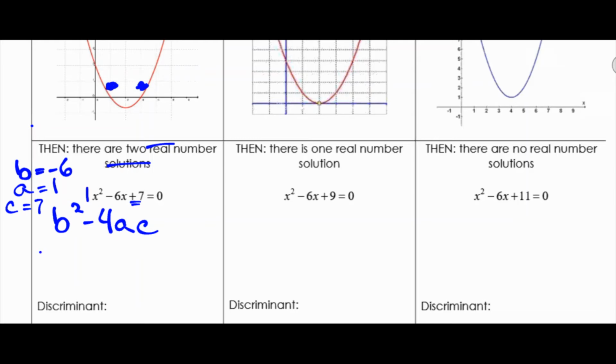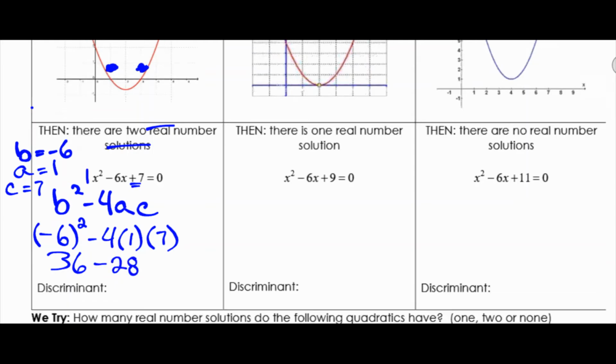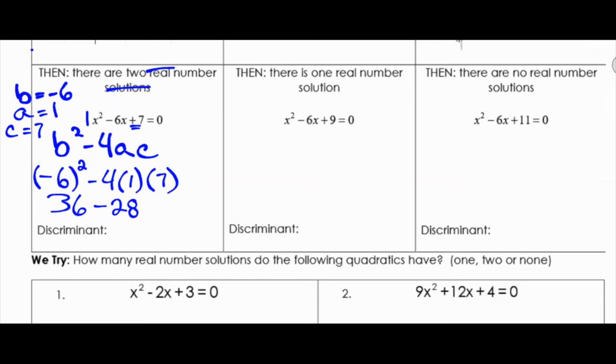Negative 6 plugged in for b, 1 plugged in for a, and 7 plugged in for c. Make sure you put those numbers in parentheses, especially if b is negative. That's going to be squared as a negative number, so it's negative times negative, that's a positive 36. Minus 4 times 1 times 7 is 28. And so my discriminant is 8.